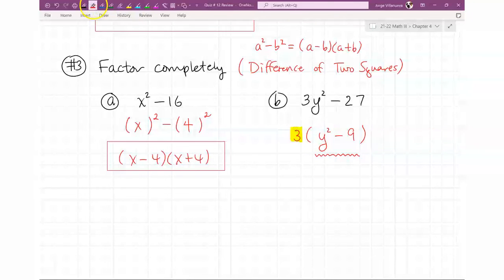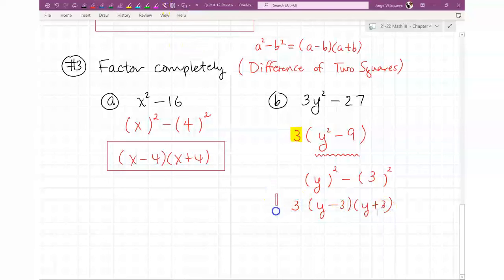So I'm going to do those two parentheses, right? Something squared minus something squared. So what squared gives me a y squared? A y, right? What squared gives me a 9? A 3, thank you. So this will be y minus 3, y plus 3. And then don't forget about that 3 in the front. And this would be your final answer for that problem.